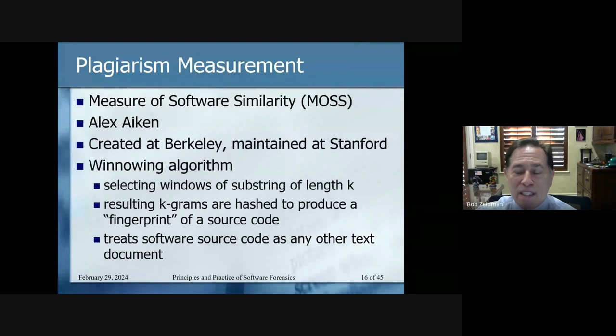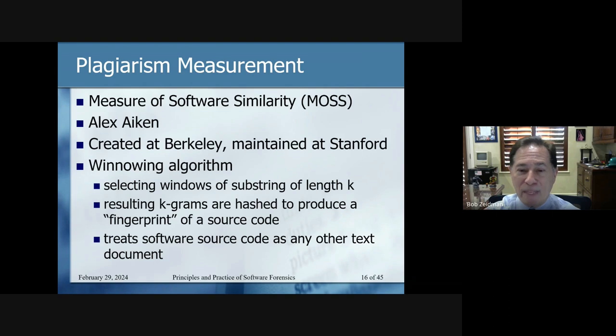And then the most recent, I'm not describing all of the plagiarism detection programs, but one of the more significant ones is the measure of software similarity called MOSS, developed by Professor Alex Aiken. He was at Berkeley, and then he moved over to Stanford, my alma mater. And his program for measuring software similarity used what he called a winnowing algorithm, which would basically have a sliding window that would look at characters.